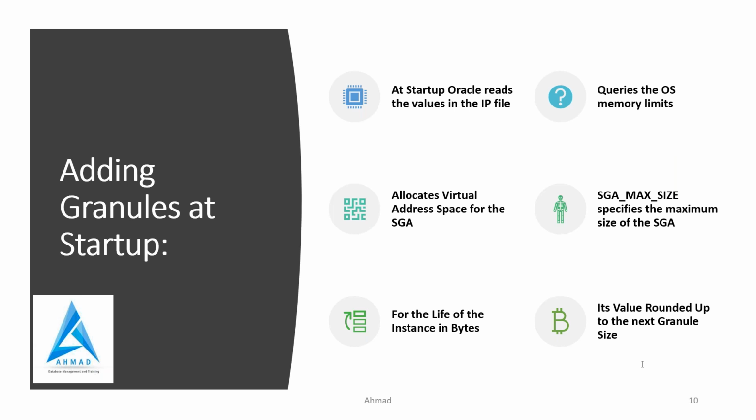Can anyone tell me? No idea. Is the audience tired today, or did something happen? I'm saying I'm allocating database buffer cache size of 10 MB, but my granule size is 4 MB. So how much memory will be allocated to my database buffer cache? Will it allocate 10 MB or 8 MB?